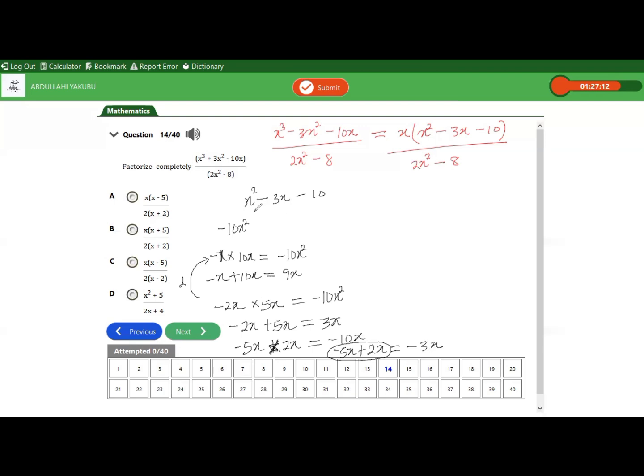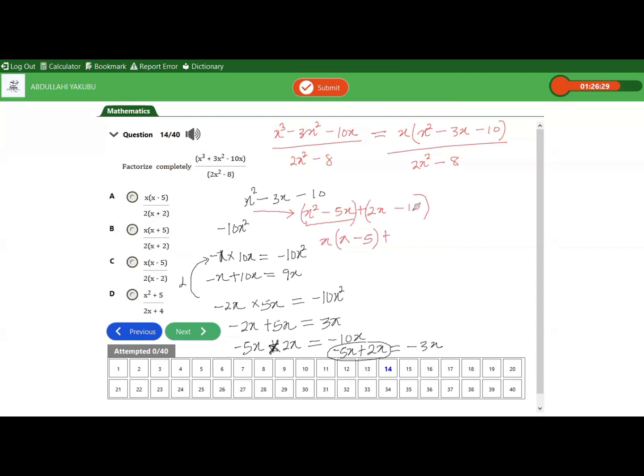So having known that, we come back to this question, which is x squared. Instead of writing minus 3x now, I write minus 5x plus 2x, then minus 10. So from here to here, I'll use brackets to differentiate it, and also this. So I'll now come and see what is common in this. x is here, x is here. I'll bring x out. So if I bring x out here, what will be left here is x minus, if I bring x from 5x, what will be left? 5.